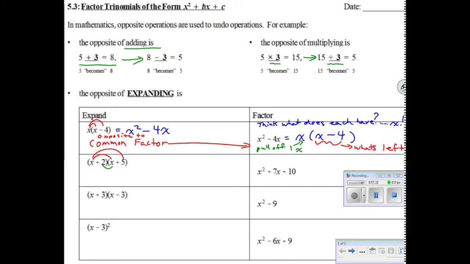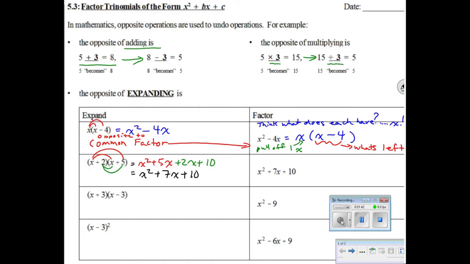Okay, so now for this next one, we have x plus 2 times x plus 5, right? And we're going to use our distributive law to get our answer, okay? So when we distribute, we get this. And now we have to pull together the stuff here in the center. When we collect our center terms, we're left with x squared plus 7x plus 10.